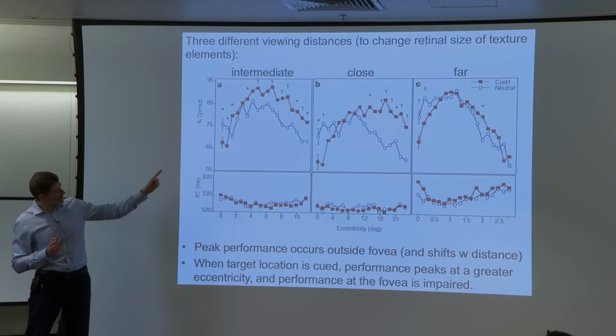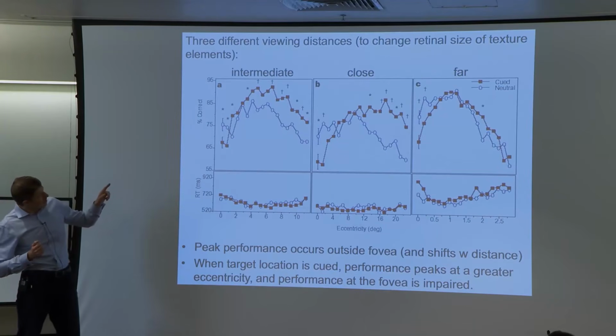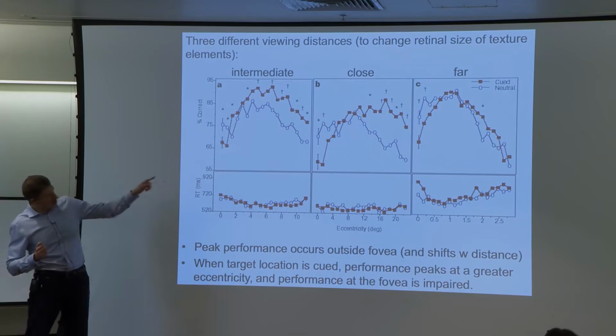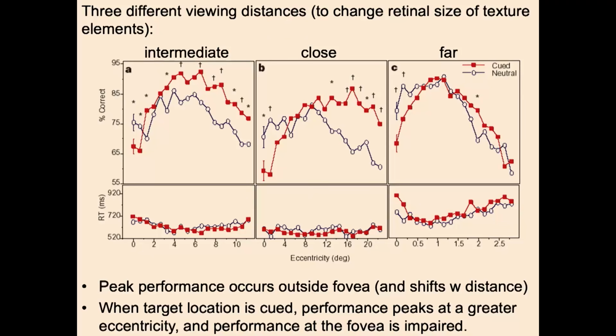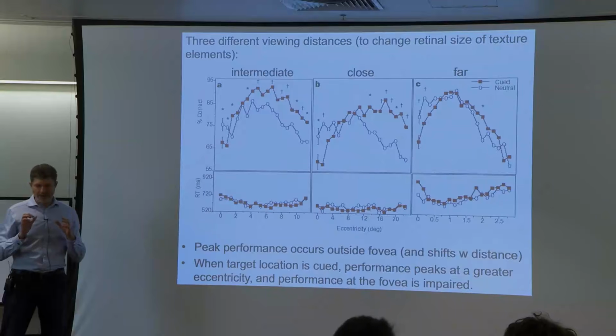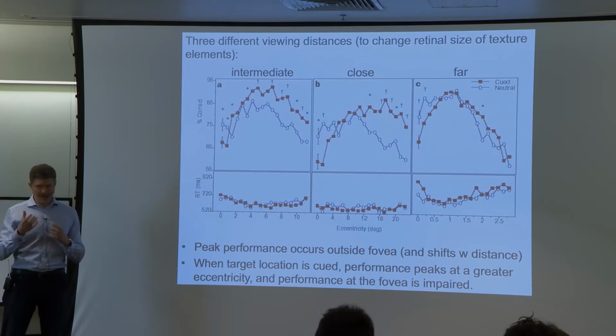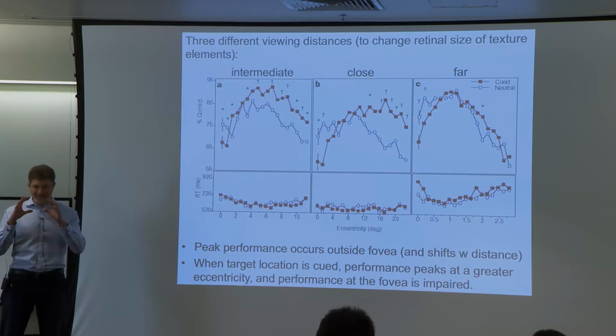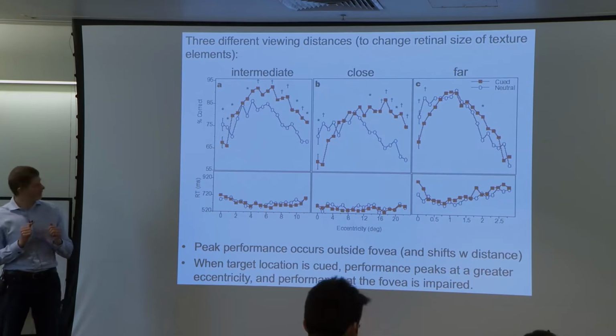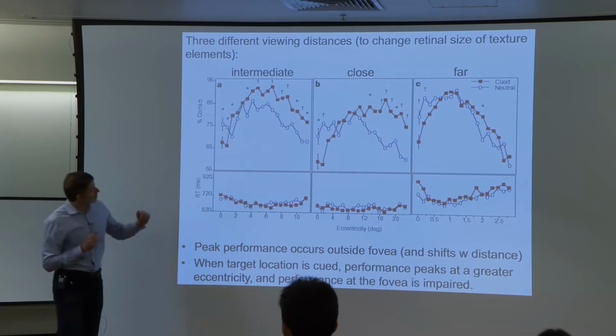Okay, so what's up with the other two columns? The other two columns are a manipulation of the viewing distance. The idea behind that is that when you move closer to the display or further from the display, the size of the texture elements on the retina is changing. The consequence is that one would predict that the eccentricity at which the receptive fields will be optimally matched to the texture is also going to change. And that's more or less what happens.